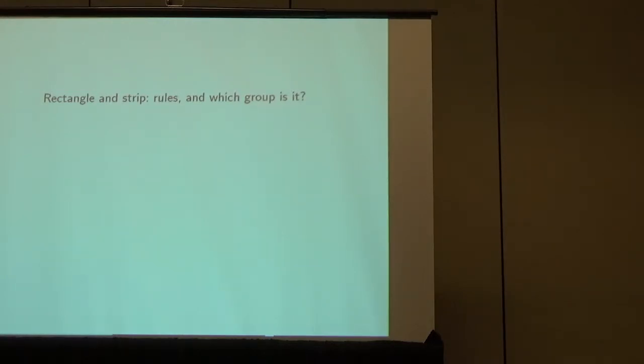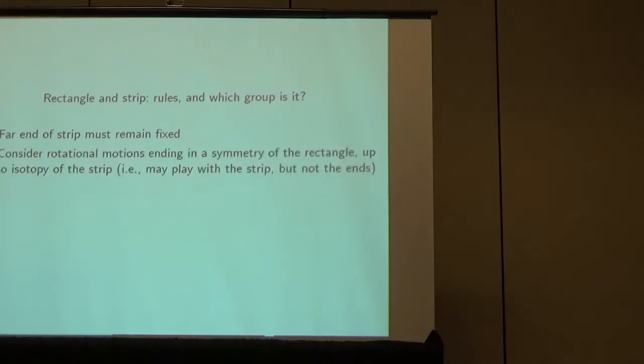So let's see what there are in the way of rules. The far end of the strip has to remain fixed. That's Johannes. We're considering rotational motions that end in a symmetry of the rectangle, like this, up to isotopy of the strip, which is that you can play with the strip but not the ends. These compose to form a group, I promise you, and the question is, which group is it? And you get one hint, and unfortunately only 3 minutes to work on this.